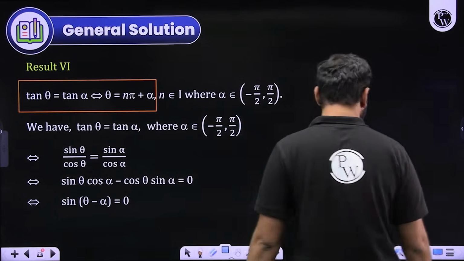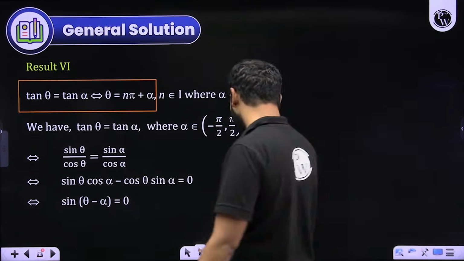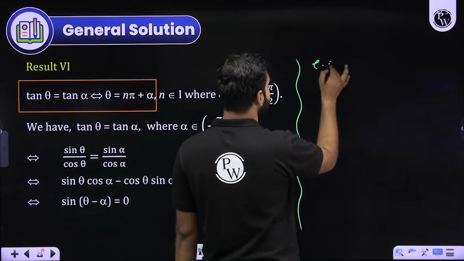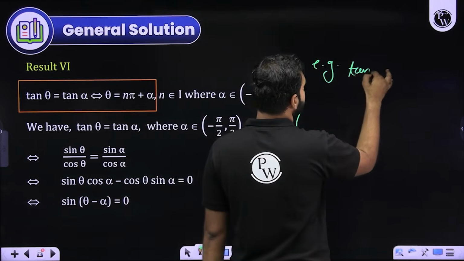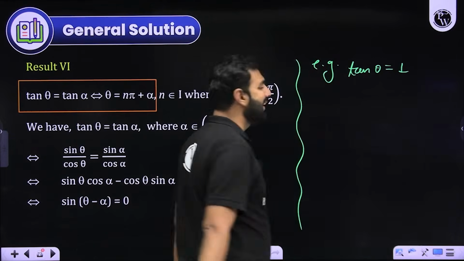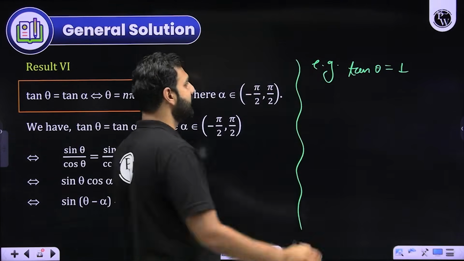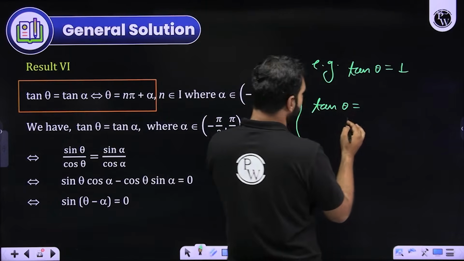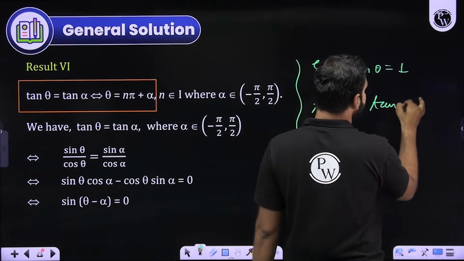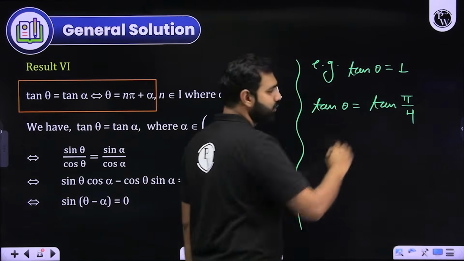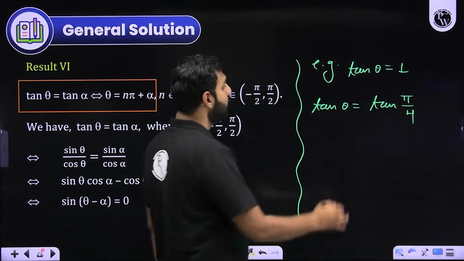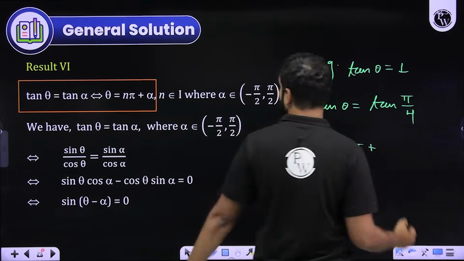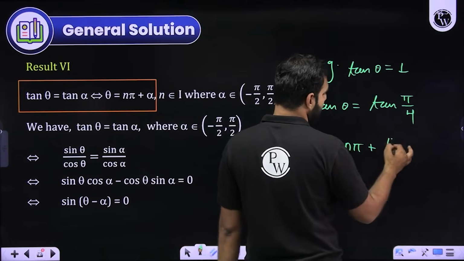Which means, again, if I could try and make you understand with an example, let's take an example. Let's say I'm told that tan theta is equal to 1. And I need to write the general solution. What will I say? I'll say, sir, 1 happens at pi by 4 between minus pi by 2 and pi by 2, in the tan ratio. So tan theta is equal to tan alpha. What is alpha? Pi by 4. So theta will be given by n pi plus alpha. Can you see that? And alpha is pi by 4.